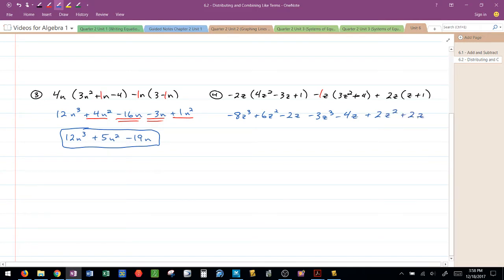All right, so now I'm going to look for like terms. I have a cubed and a cubed. I put them together. I get negative 11z cubed. Squares. I have 6 and 2, which would leave me with plus 8z squared. And then z's to the first, I have negative 2, negative 4, and positive 2. Combine them, negative 2 minus 4 plus 2 would be minus 4z. None of those terms are like terms, and this is in standard form.